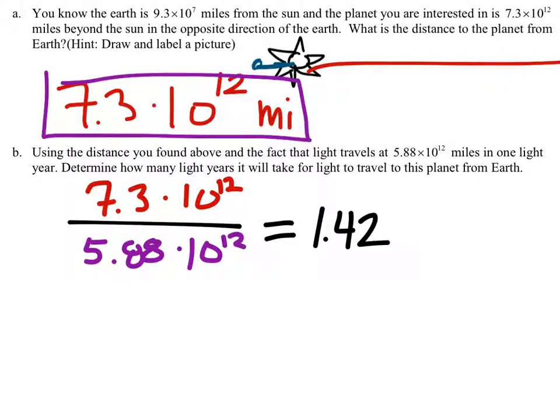Alright, so we got 1.42 times 10 to the power of 0. So we could just say 1.42 light years.